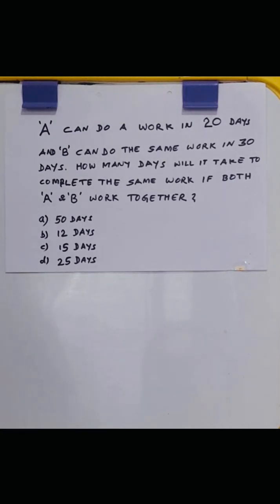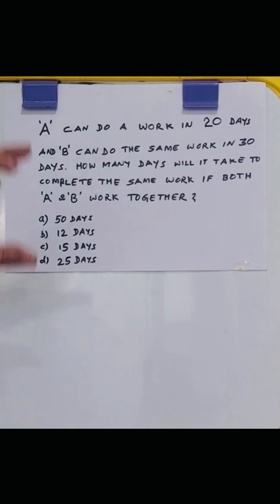First of all, we have to consider the total work. We will have to give a figure for the total work. We can consider any quantity as the total work, maybe 100, or we can take it as 50. You can assume any number. But for easy calculation, the best is to take a figure that is easily divisible by both 20 as well as 30.